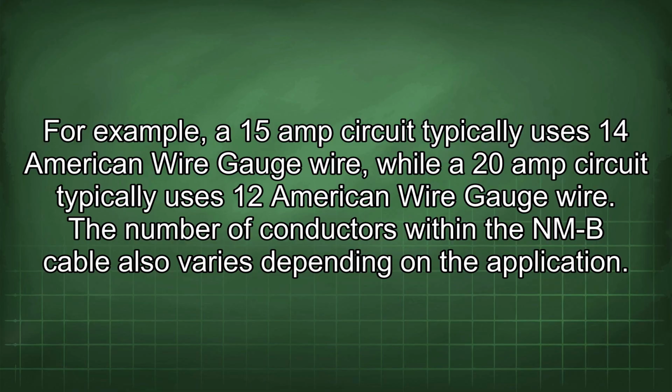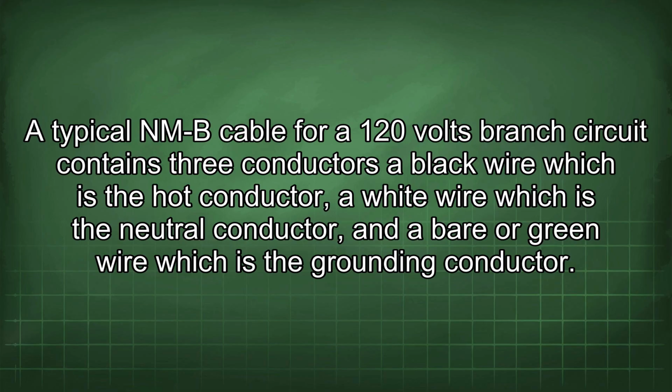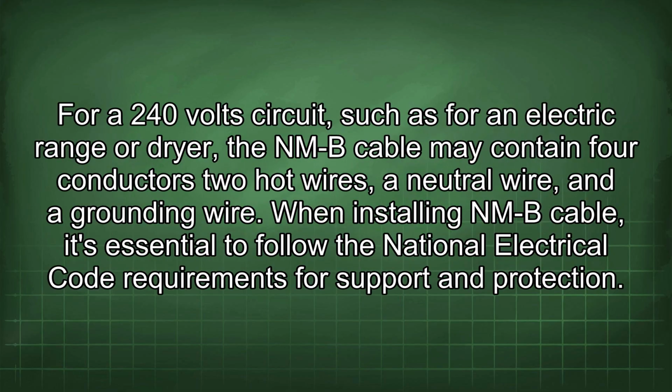The number of conductors within the NMB cable also varies depending on the application. A typical NMB cable for a 120 volt branch circuit contains 3 conductors: a black wire, which is the hot conductor, a white wire, which is the neutral conductor, and a bare green wire, which is the grounding conductor. For a 240 volt circuit, such as for an electric range or dryer, the NMB cable may contain 4 conductors, 2 hot wires, a neutral wire, and a grounding wire.